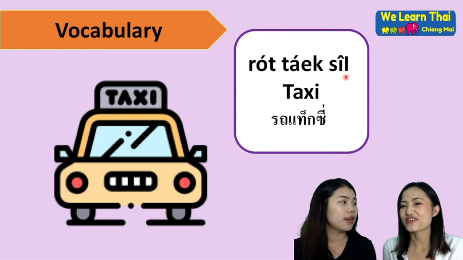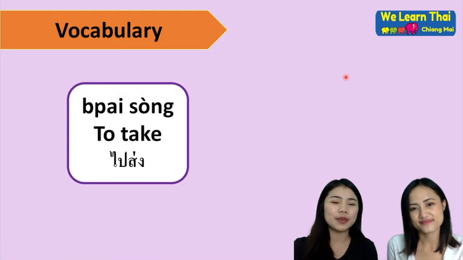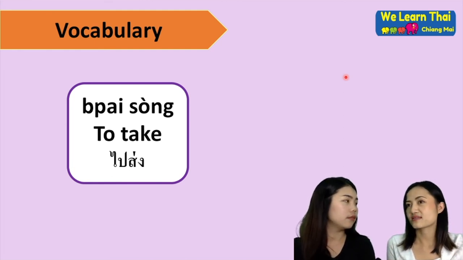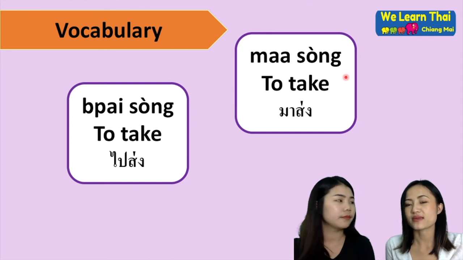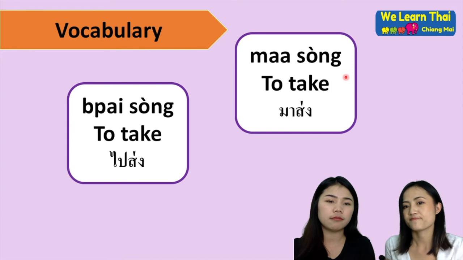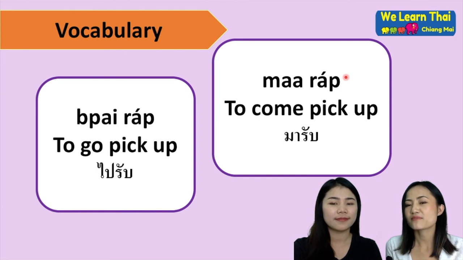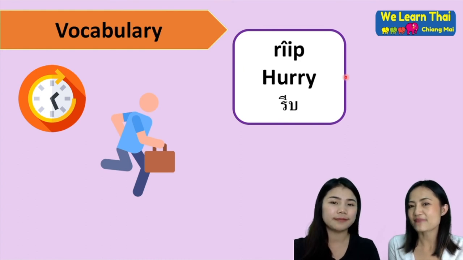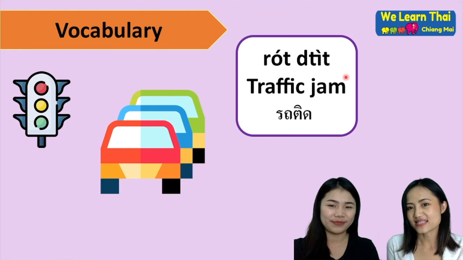But you need to pronounce รถแท็กซี่ with a Thai accent. And the next one, we have the word ไปส่ง, to take or to drop, to go drop something or to take someone to somewhere. And the next one, มาส่ง, to come to drop something or someone. And the next one, ไปรับ, is to go pick up. Next one, มารับ, means to come to pick up. And next, รีบ, hurry. รีบ, hurry up. And the next one, รถติด, traffic jam.